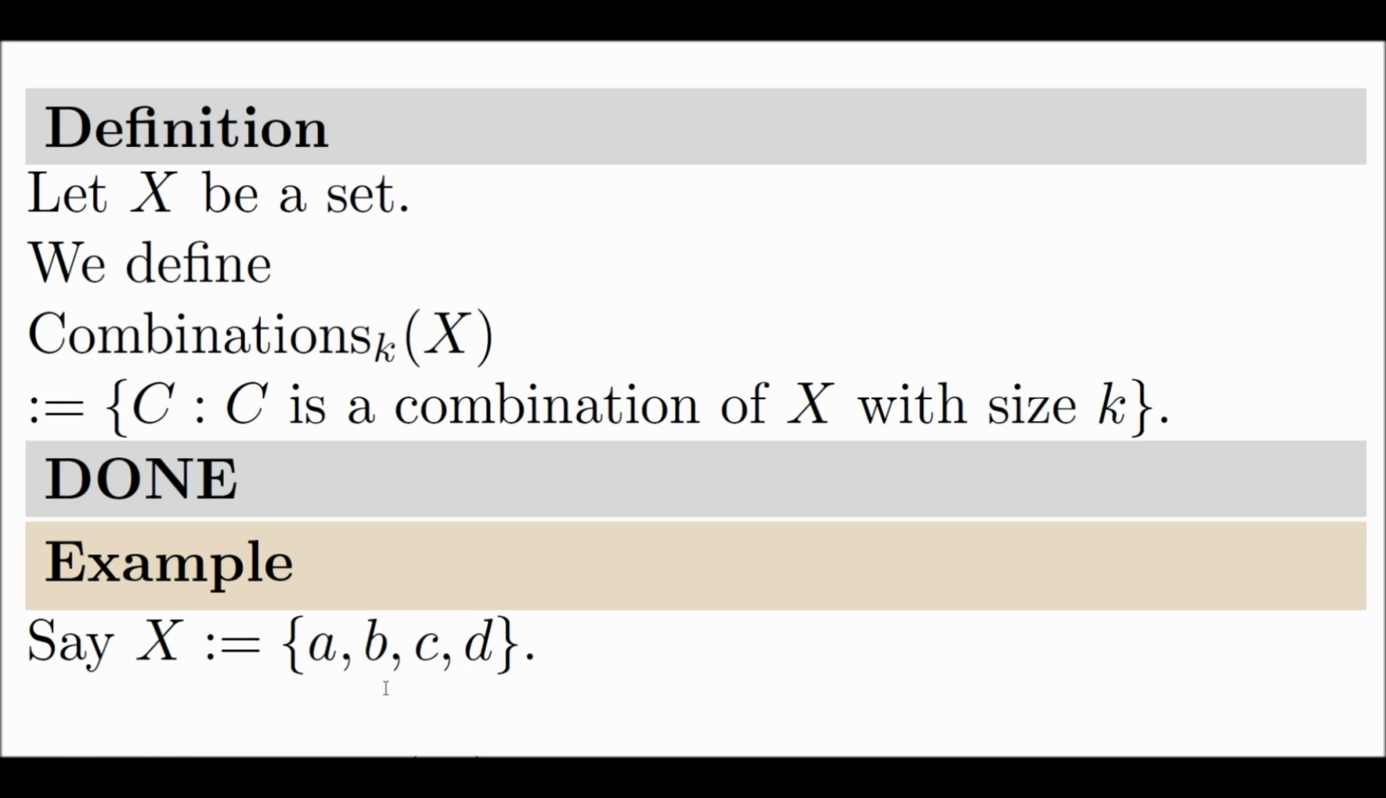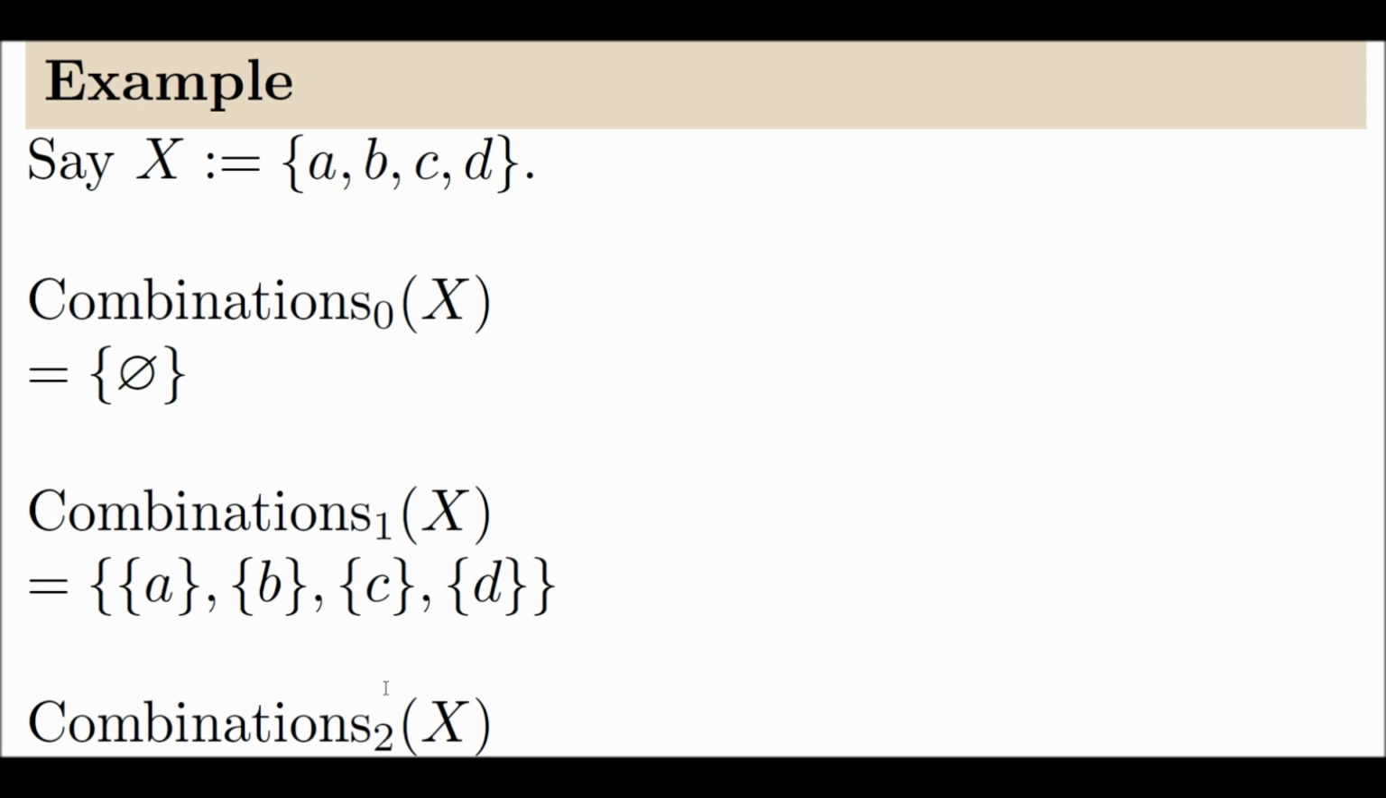If I want to talk about the set of all the combinations of size K, I'll write down something like this. Let's say X is a set. I'll define the combinations of X of size K to be all the combinations C, where C is a combination of X with size K. Here's an example. Let's say X is a set of letters A, B, C, and D. Then the combinations of size 0 of X would be all the subsets that have exactly 0 members. There's only one subset like that, the empty set. So here's the set of all the combinations of size 0.